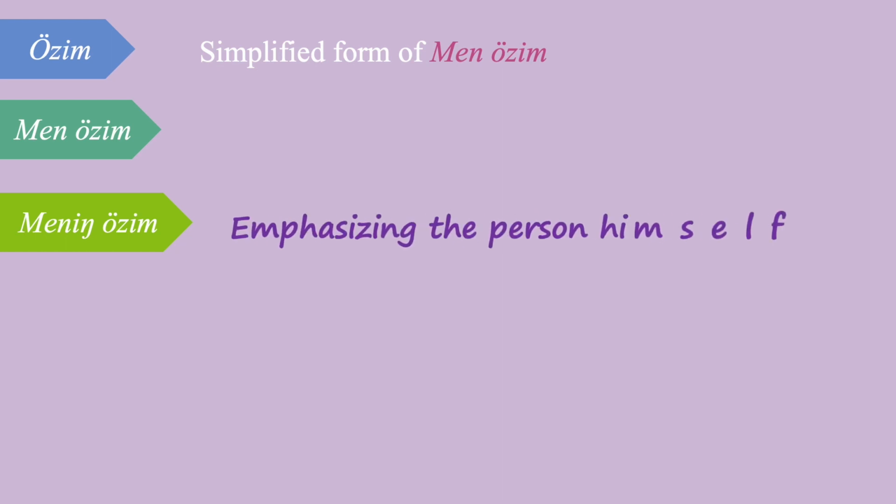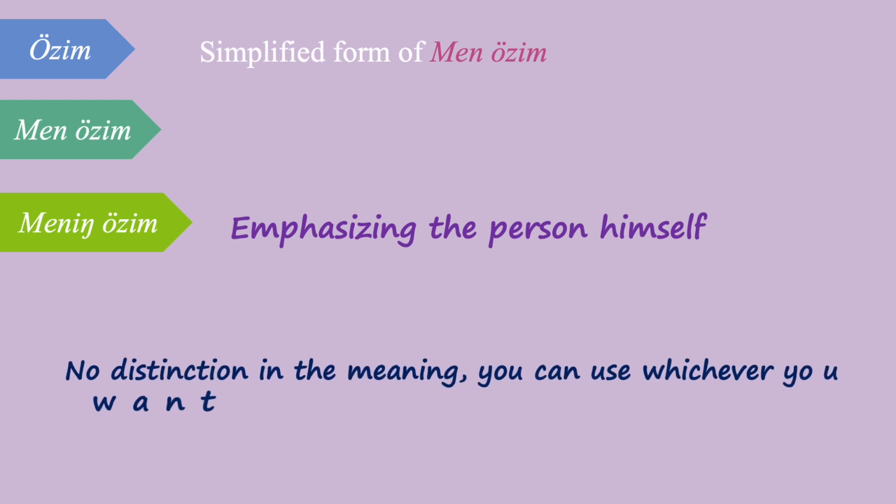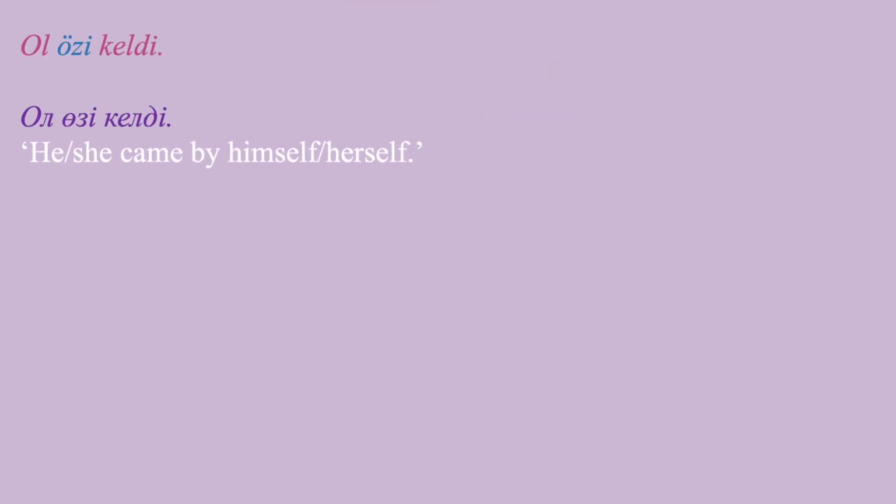The reflexive pronouns can appear in three forms such as özüm, men özüm, and mening özüm, in which özüm is the simplified form of men özüm, and mening özüm is used for emphasizing the person himself, but there is no distinction in the meaning that they express, so you can use either one. For example, ол özü keldi. He or she came by himself or herself.